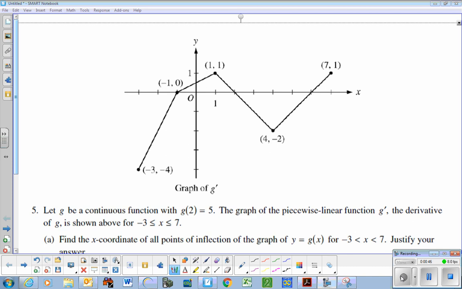So as you can see in the problem, we have a graph of G prime. Now, what do we know about a graph of G prime? A graph of G prime means that we have a graph of slopes. Now, what does that mean? That means that when the line or function is under the x-axis on a graph of G prime, the slope of the original function is negative. So from -3 to -1, it's negative because it's under. From -1 to 1, it's positive, and so on and so forth.